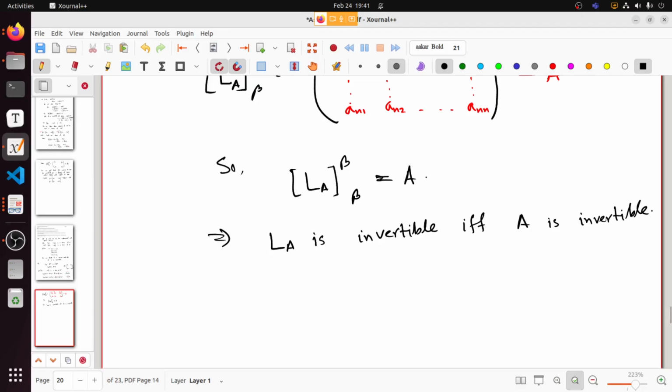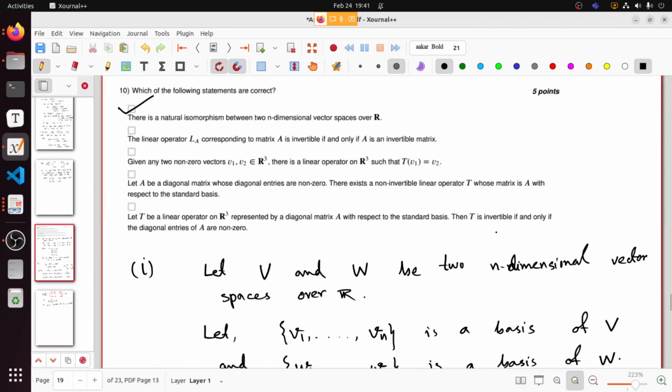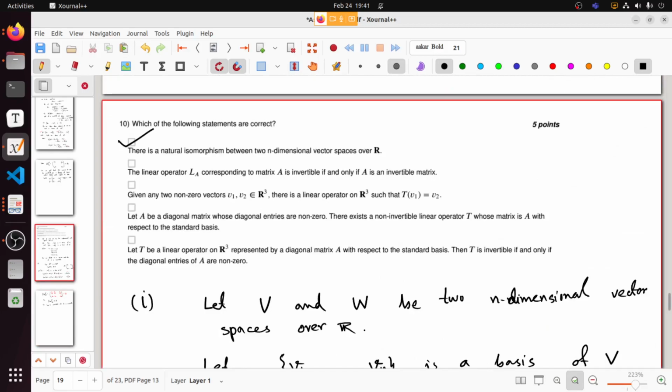Right. So option number 2 is also correct. Now let's move to option number 3. It's saying that given any two non-zero vectors v1 and v2, there is a linear operator T on R3 such that T maps v1 to v2. Right.